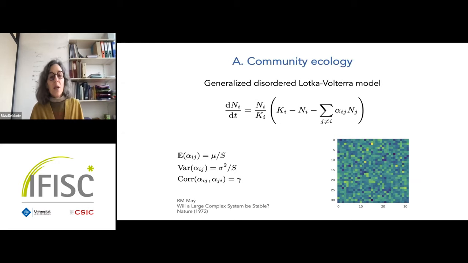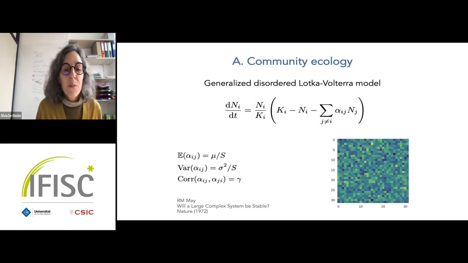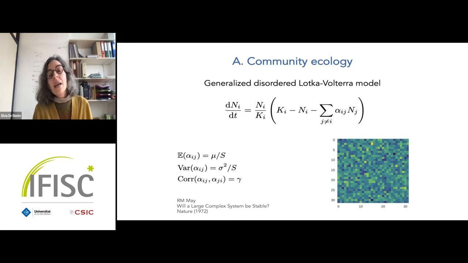This model was proposed by Robert May as a useful model to study the ecology of communities that are very diverse and of which we have no idea what exactly the specific interactions are. However, we can specify the statistics of the interaction matrix alpha. And these statistics will be important for the following.